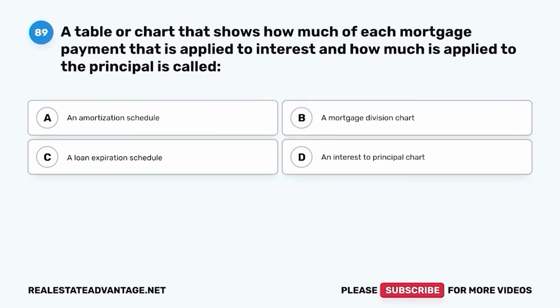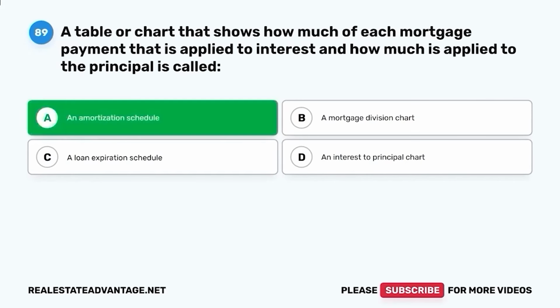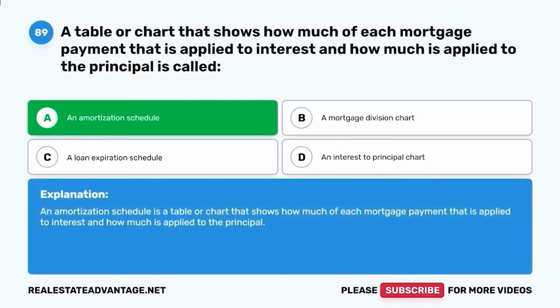Question 89. A table or chart that shows how much of each mortgage payment is applied to interest and how much is applied to the principal is called A. An amortization schedule. B. A mortgage division chart. C. A loan expiration schedule. D. An interest to principal chart. The correct answer is A. An amortization schedule. An amortization schedule is a table or chart that shows how much of each mortgage payment is applied to interest and how much is applied to the principal.